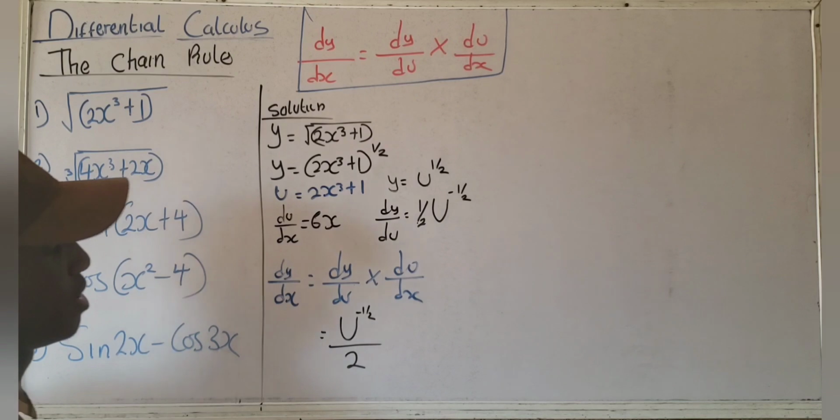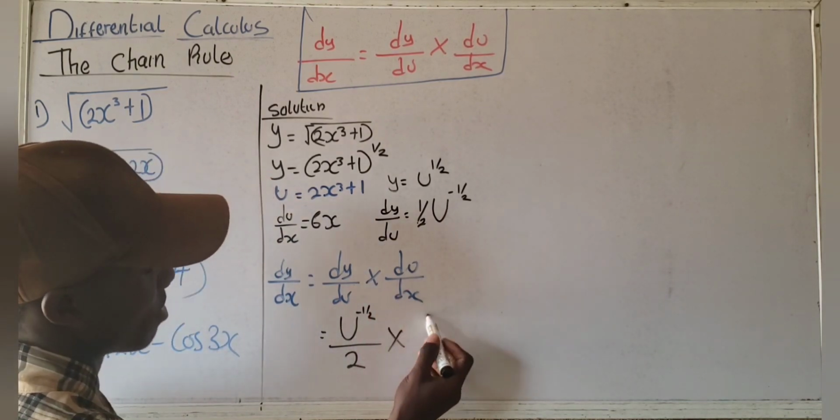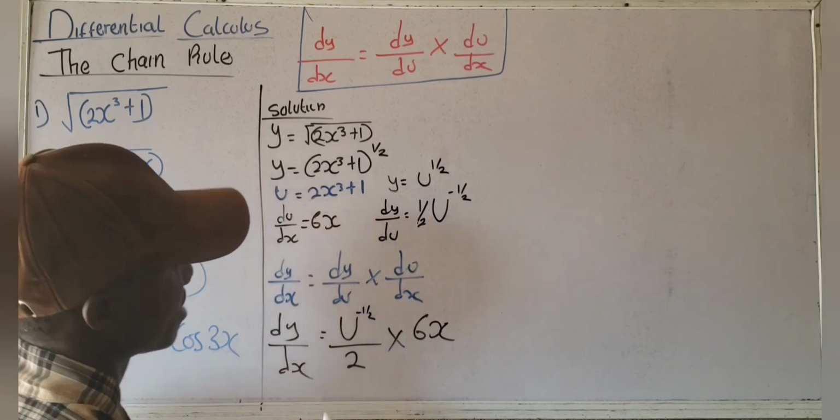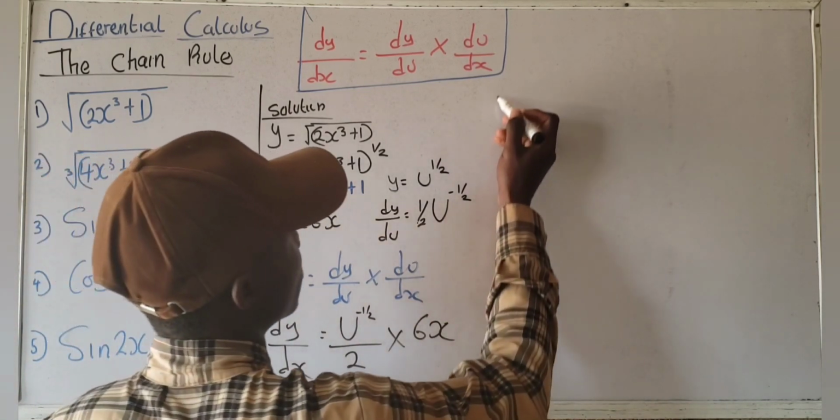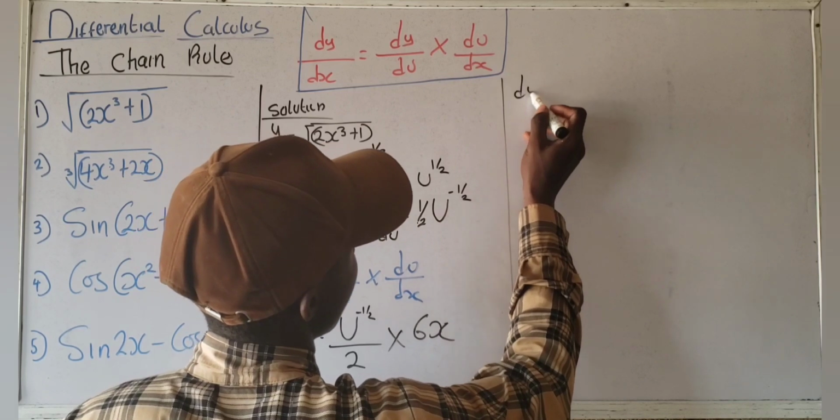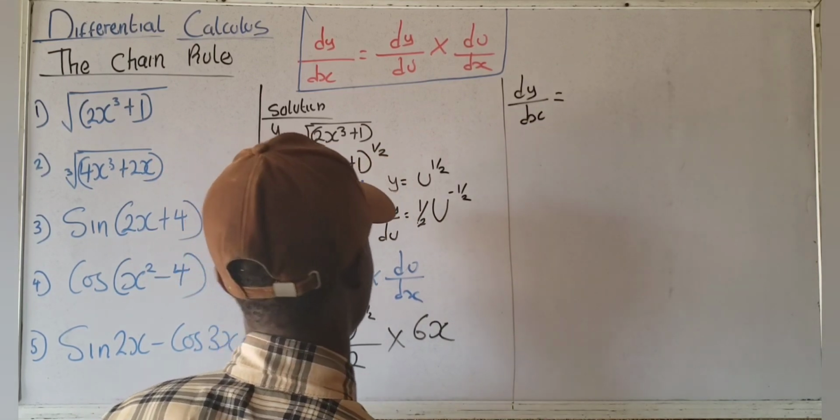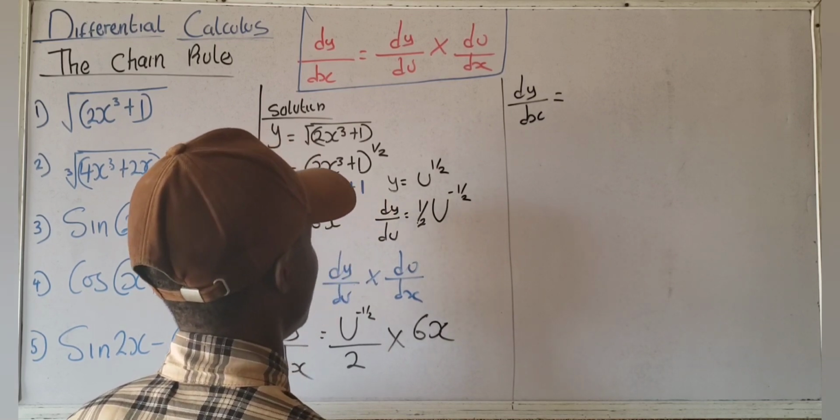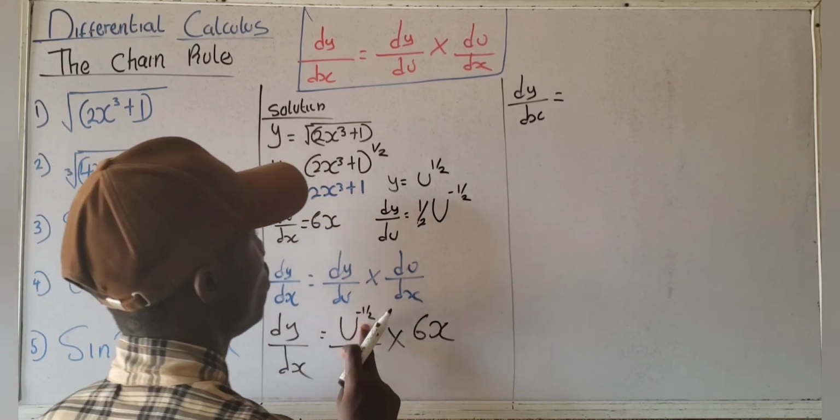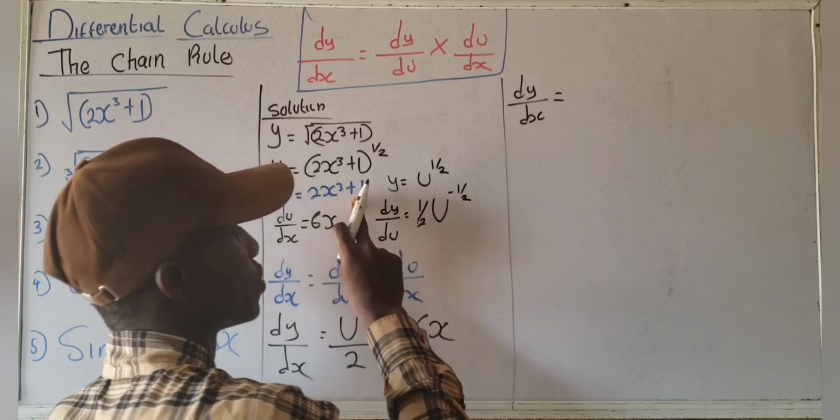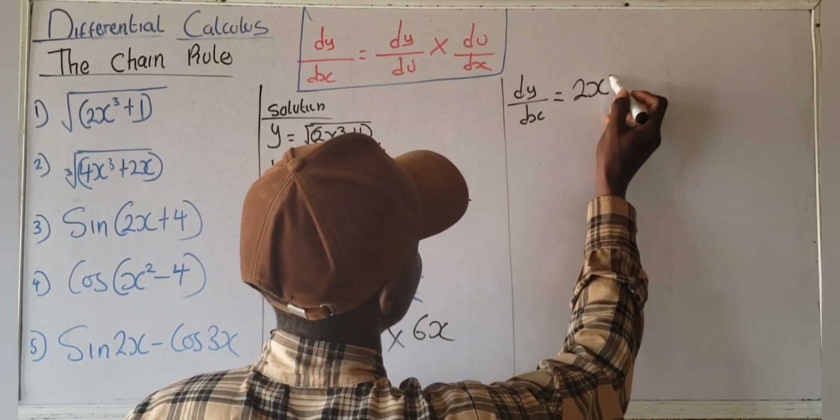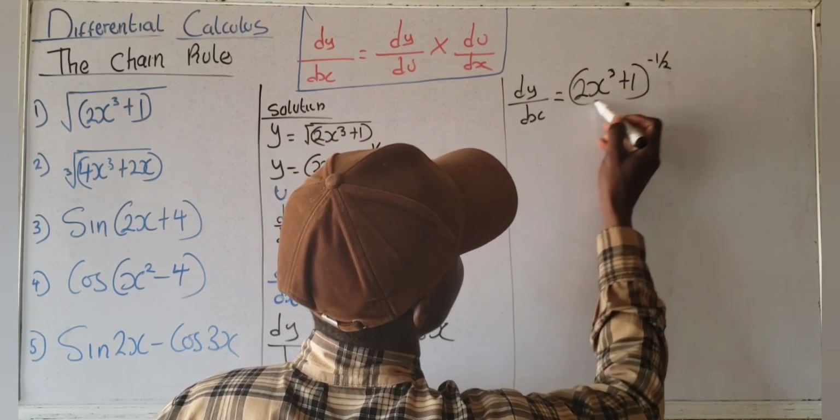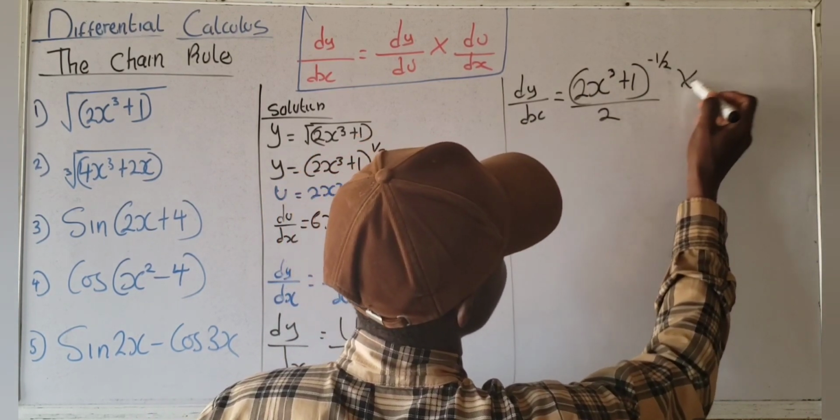Now, after this step, du/dx is 6x. So I'm going to have multiplied by 6x. Dy/dx. Okay? Now let us proceed. Dy over dx is equal to u raised to the power of negative 1 over 2. What is the meaning? That means u is 2x raised to the power of 3 plus 1. So I'm going to have 2x raised to the power of 3 plus 1 raised to the power of negative 1 over 2, all over 2, multiplied by 6x.